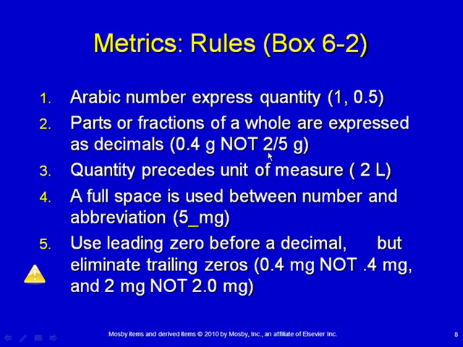We don't record this as a fraction in the metric system. Quantity precedes your unit of measure in the metric. When we're dealing with the metric, we put the quantity and then the unit of measure. In the household, we put the unit of measure and then the quantity, such as a cup, 2. Use a full space between the number and the abbreviation so that it can be read clearly without error. This is critical.